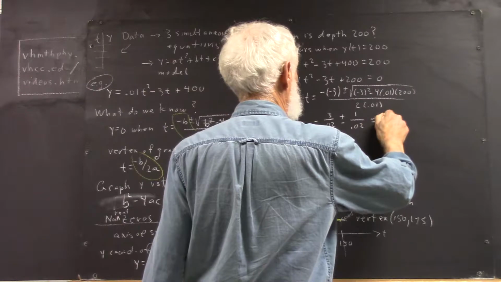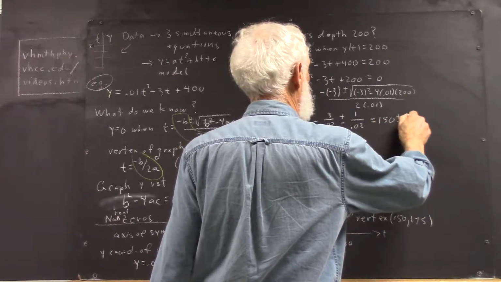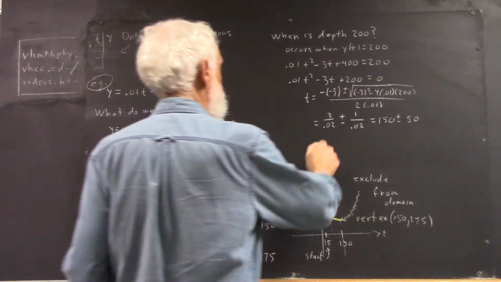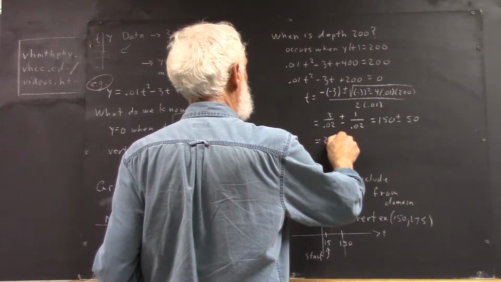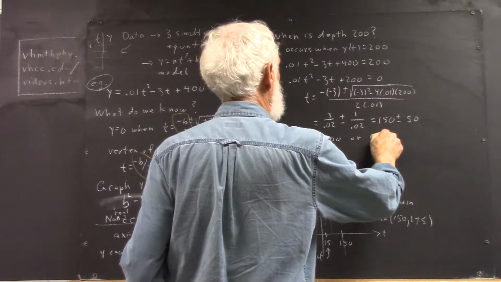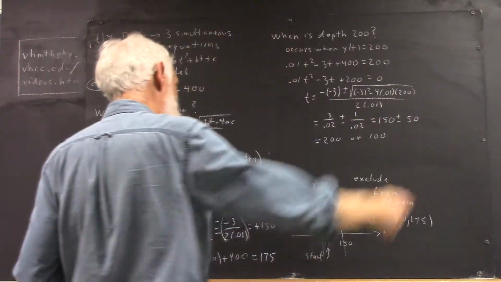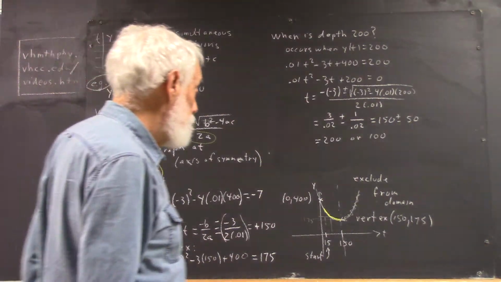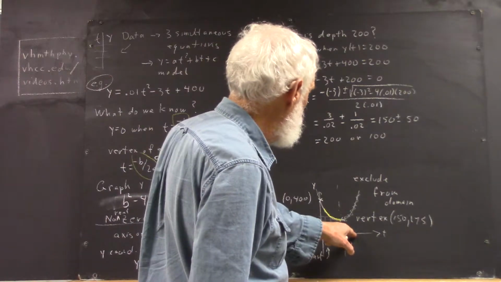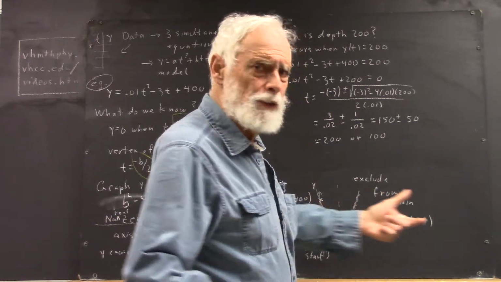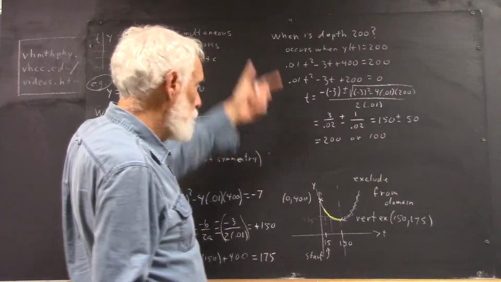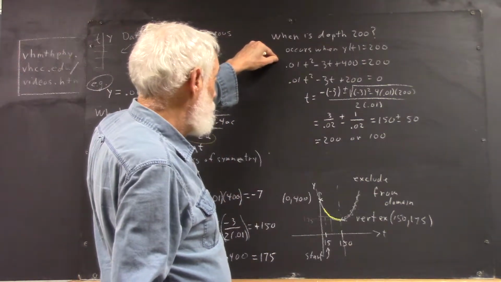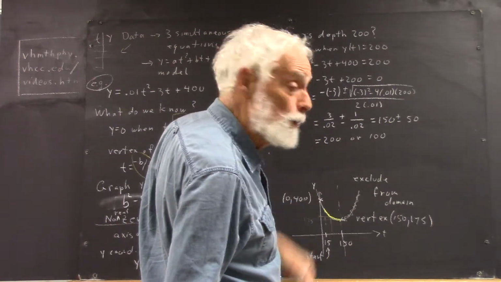And 3 over 0.02 is 150. 1 over 0.02 is 50. And then we get 200 or 100. 150 plus 50 is 200. 150 minus 50 is 100. Okay? Now, as we said, the 200 would occur over here. So that's not part of the solution to the real world problem. It's a perfectly good solution to the quadratic equation, but it's in the part of the domain that we've excluded.